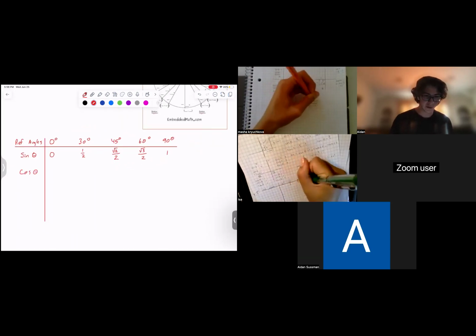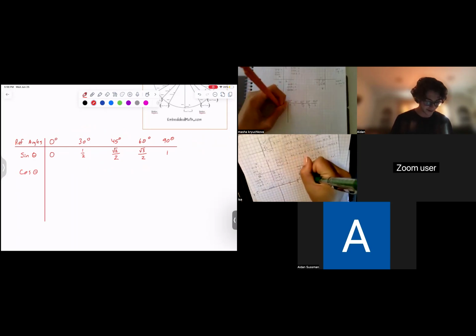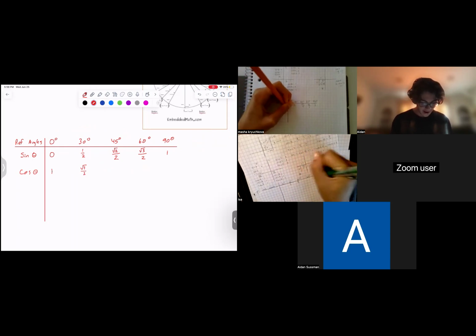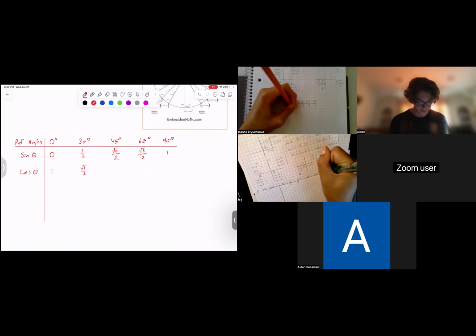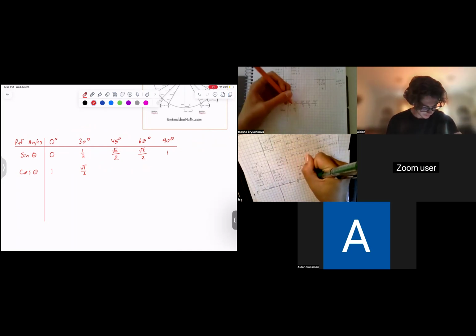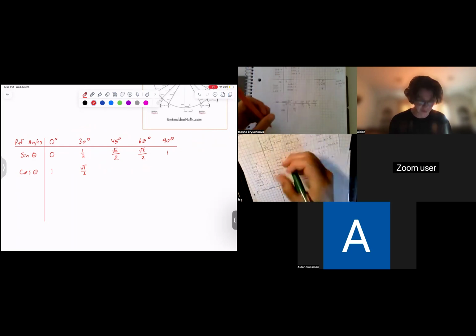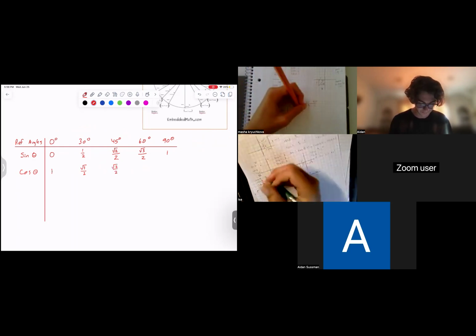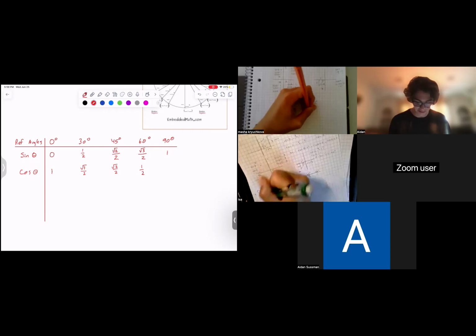Cosine of theta is going to be, at 0 degrees, 1. At 30 degrees, square root of 3 over 2. At 45 degrees, square root of 2 over 2. At 60 degrees, 1/2. And at 90 degrees, 0.